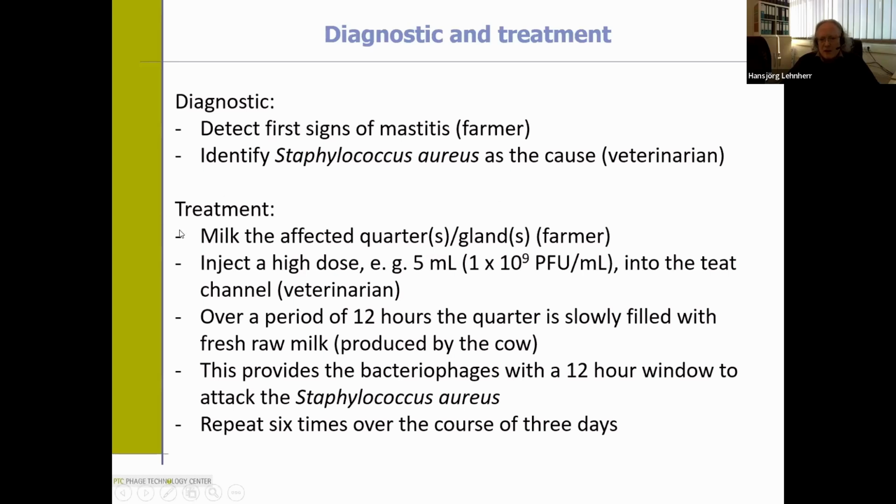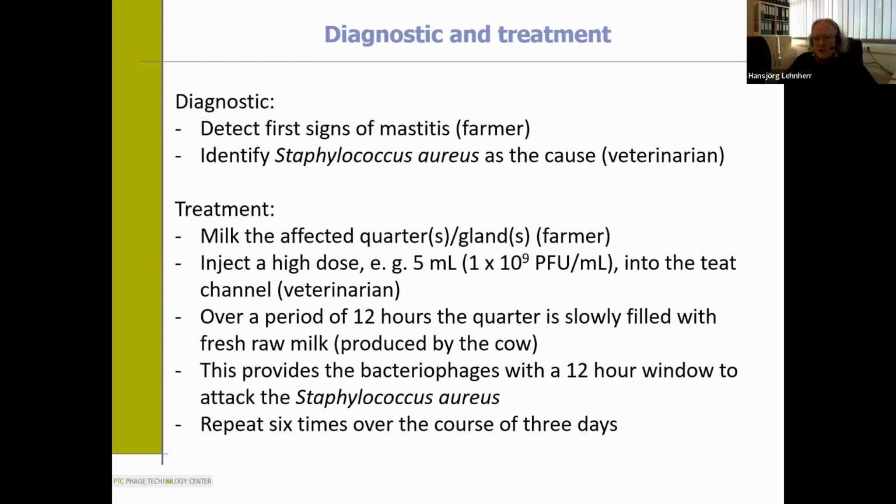Once the diagnostic is done, we then would treat the cow. The farmer would milk the affected quarter, so basically empty it, and then the veterinarian would inject the phage product. The cow will then take the part, and over a period of 12 hours, the udder will slowly fill with milk. In this 12-hour window, the bacteriophages will have time to attack any Staphylococcus aureus that might be within the udder. We repeat that several times. A single application might not be enough.